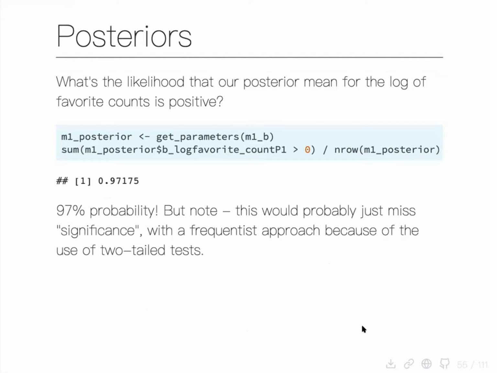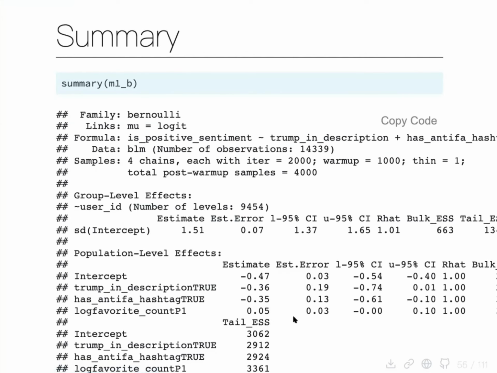What's the likelihood of our posterior for the mean for the log of favorite counts being positive? Back here, we're estimating, so the mean of this distribution is positive, right? And so we want to know what's the likelihood of a positive effect, whether it's 0.01 or 0.10. Just what's the likelihood that that effect is actually positive and not negative? So we're just looking at directionality here.